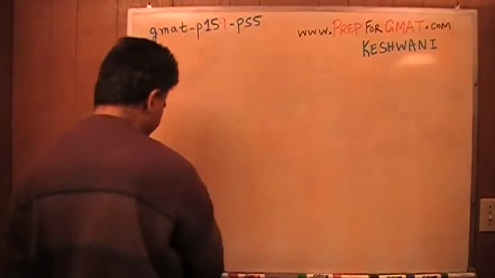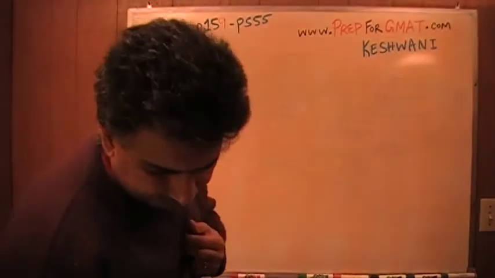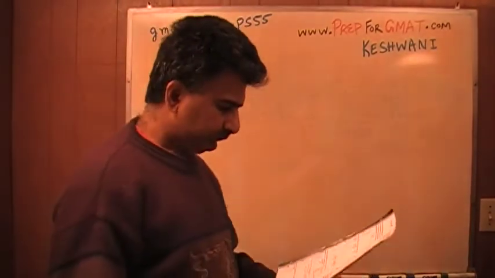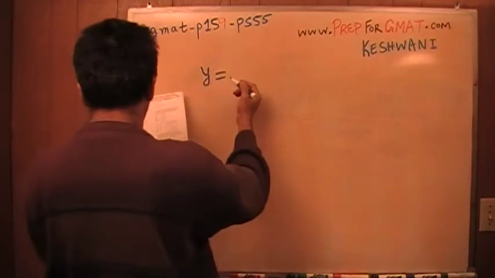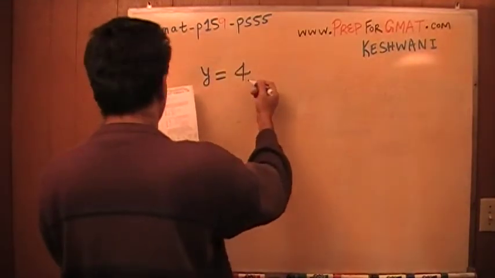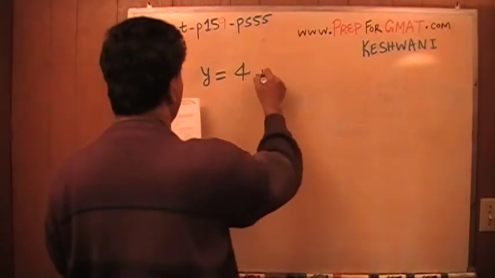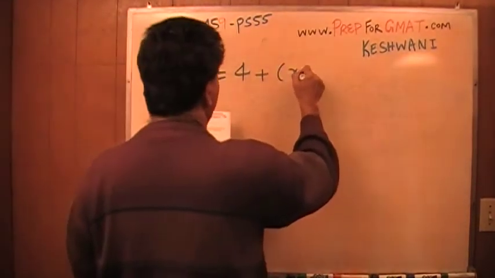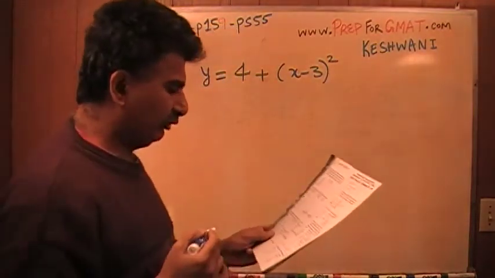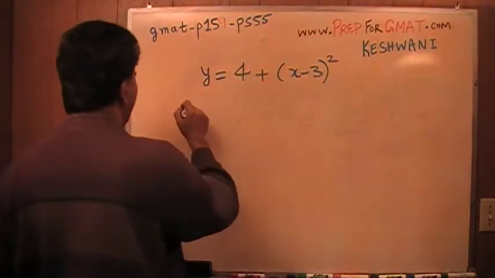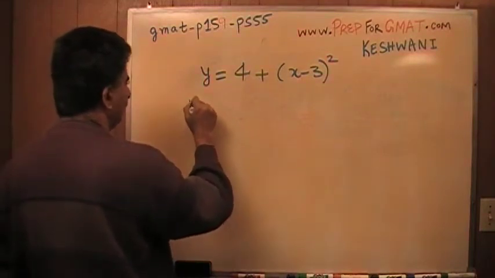Let's do one more. Number 55. If y equals 4 plus (x minus 3) squared, then the question is, y is lowest when? When is y going to be lowest?